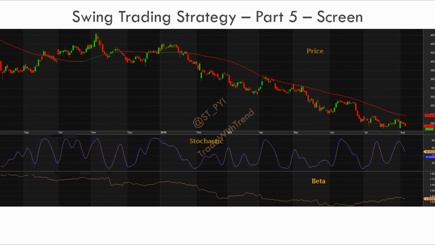So once you have the list of stocks, the next thing that we move to is our strategy screen. Now this is how you need to set up your screen. What I have here is price with 200-day moving average. This is stochastic with parameters 8,3,3 and 8,3, and this is the beta indicator plotted over 252 days.